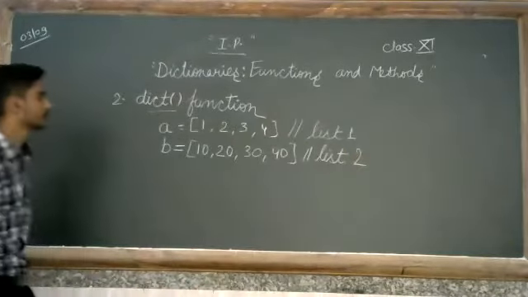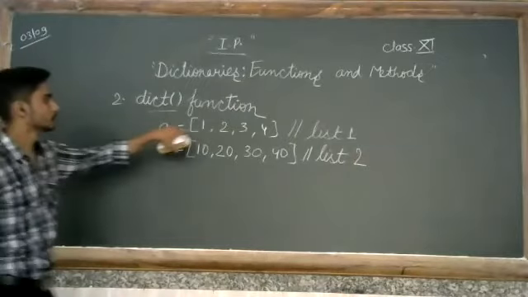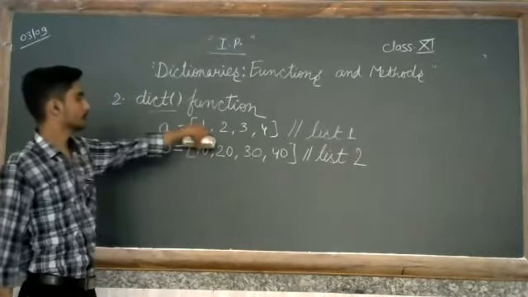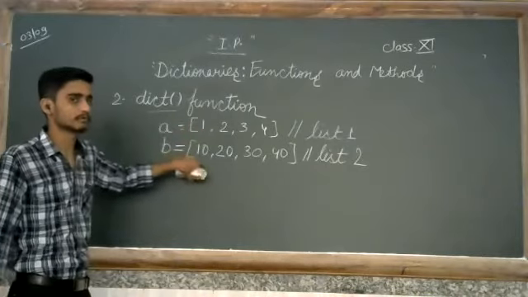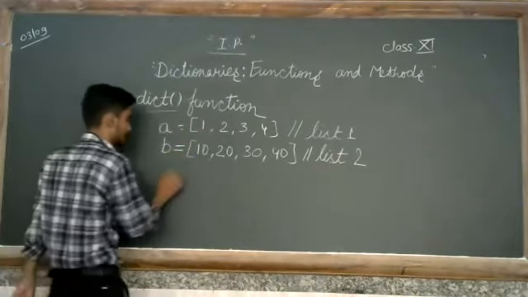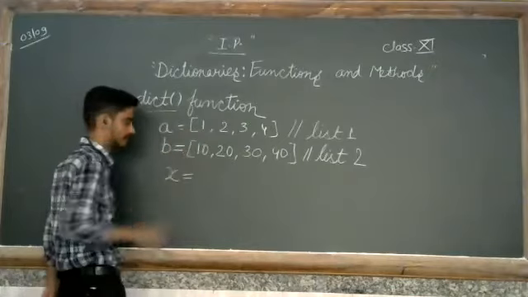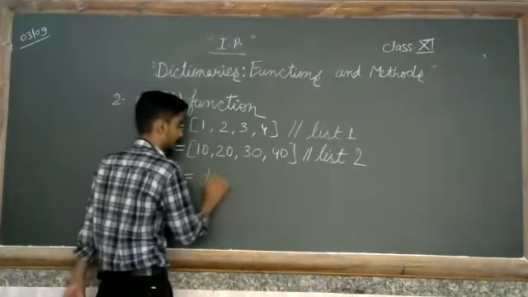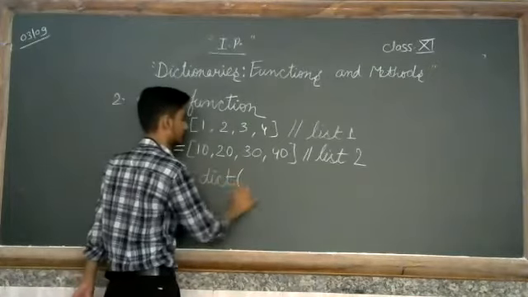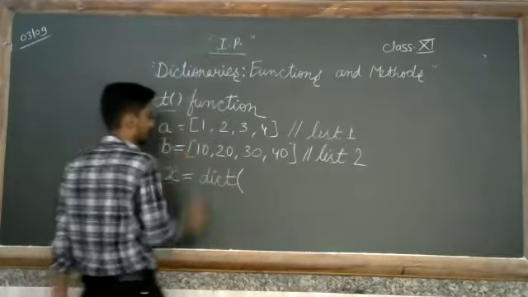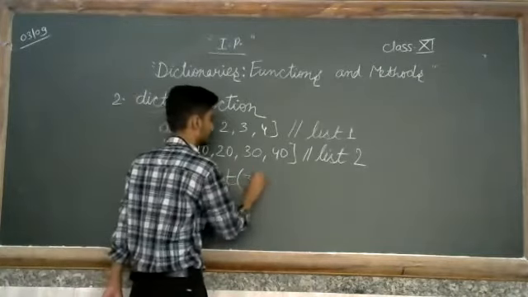What will I do if I need to create a dictionary using this list as key or using this list as my value? How will I do it? I will first create a dictionary named X, or whatever name you want to give. I will write dict here. I will pass this in my zip function.